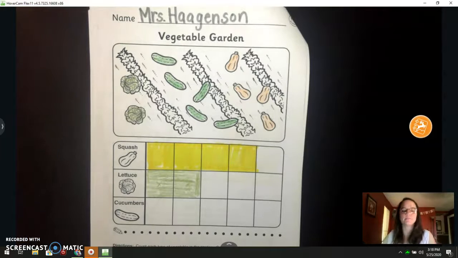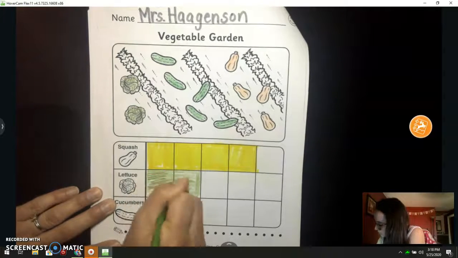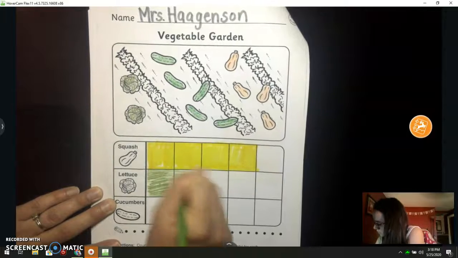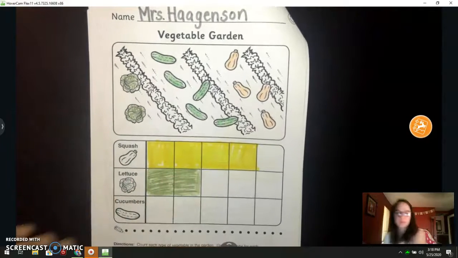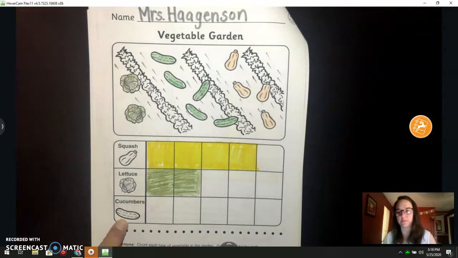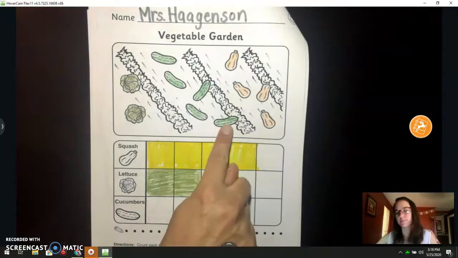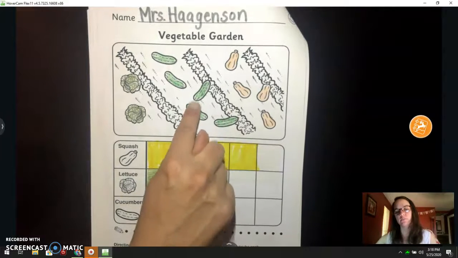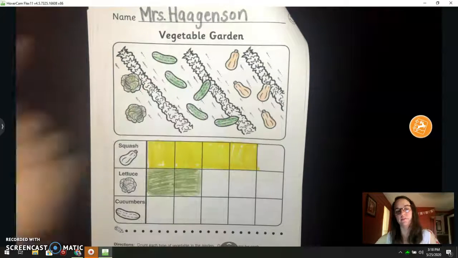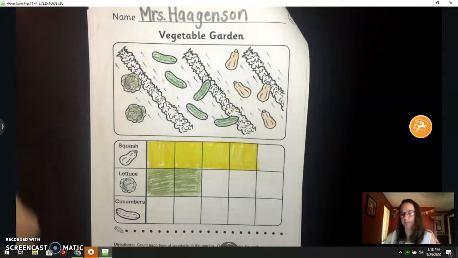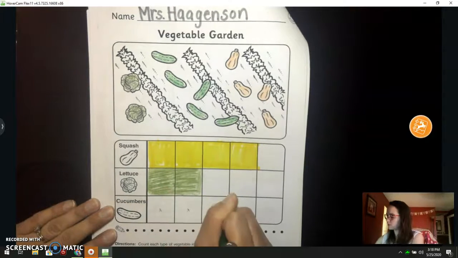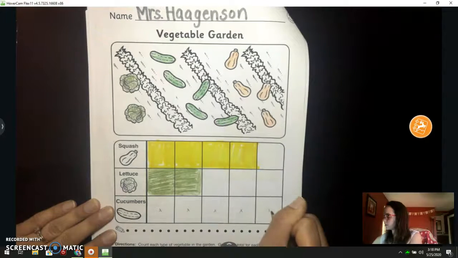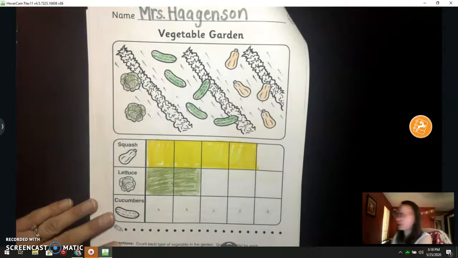Last one. That is kind of light on the camera. I just sharpened my colored pencil, so I don't want to push too hard and break it. Okay, that's a little bit better. Last one is cucumbers. Yum, yum, yum. Let's count the cucumbers. Count with me. 1, 2, 3, 4, 5. 5 cucumbers. How many squares am I going to color? 1, 2, 3, 4, 5. All of them!